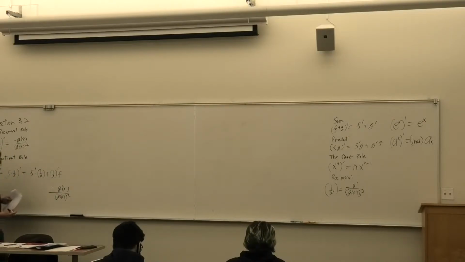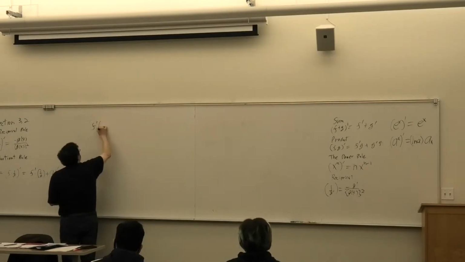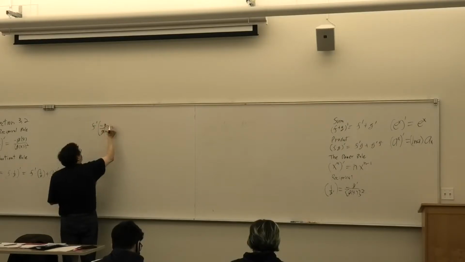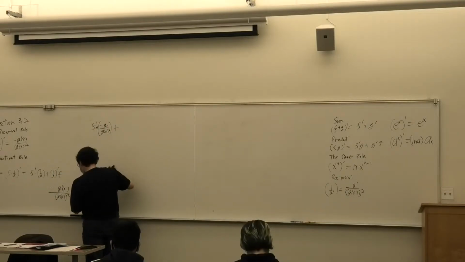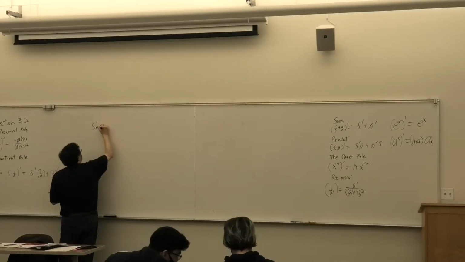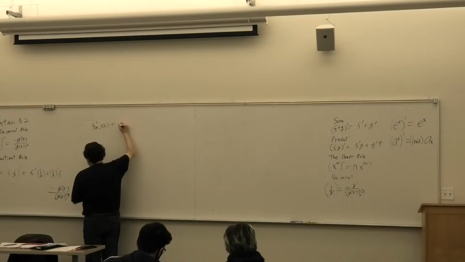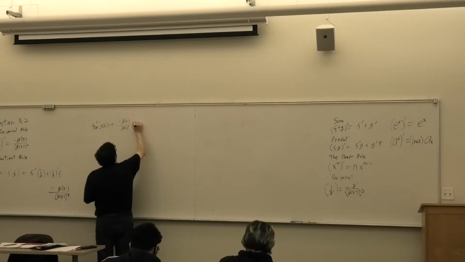So what have we got here? We've got f prime times minus g over g of x. I guess I should put in x's here, plus, wait a minute, getting ahead of myself. F prime g of x plus negative g prime of x over g of x squared times f of x.